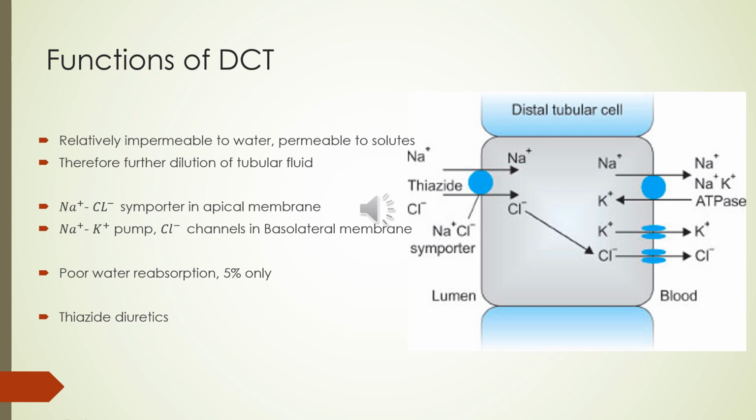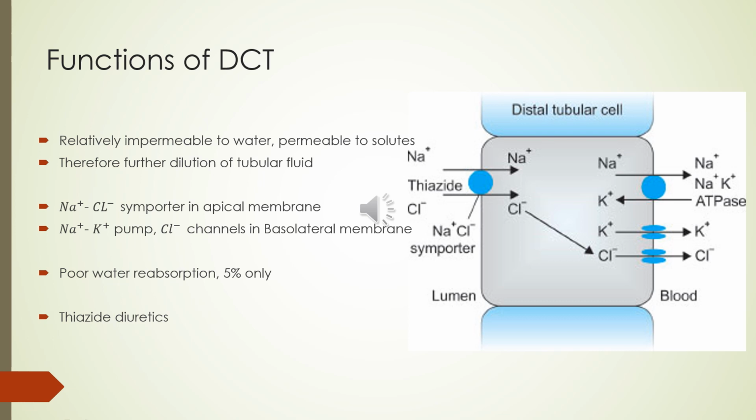The solute reabsorption from the tubular fluid occurs by means of the sodium ion, chloride ion symporter in the apical membrane. So the sodium chloride symporter located in the apical membrane helps in the reabsorption of sodium ion and chloride ion from the tubular fluid. And the sodium ion that entered the cell will be transported into the interstitial fluid by means of the sodium potassium pump, and the chloride ions will be transported into the interstitial fluid by means of chloride channels. Both the sodium potassium pump and chloride channels are located in the basolateral membrane.